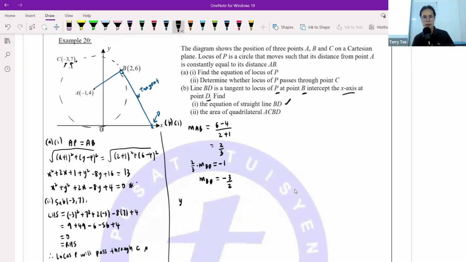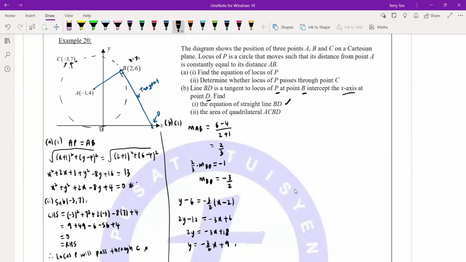We use y minus y1. I use this point as your x1, y1. Your y1 is 6, gradient negative 3 over 2, x minus x1, x1 is 2. You can multiply over, you can multiply inside, up to you. I multiply over: 2y minus 12 equals minus 3x plus 6. We can rewrite this as y equals minus 3x plus 18. Now, whether you divide or not doesn't matter. If you divide it, change to gradient form, it will be this answer. If you stop here, it's still okay.